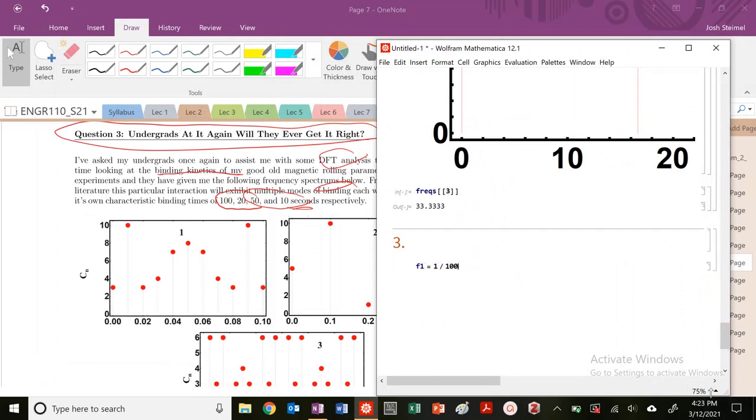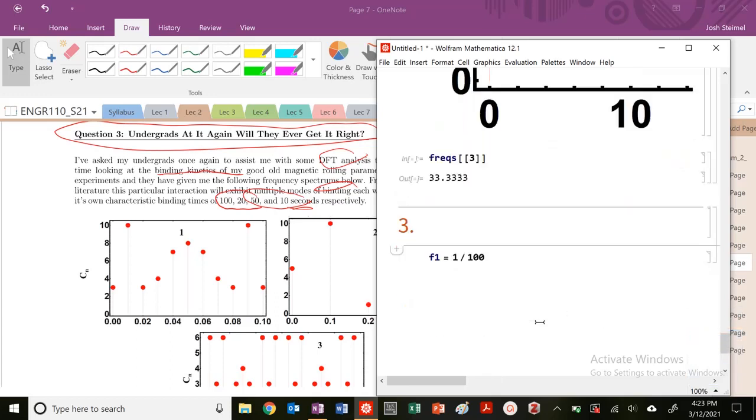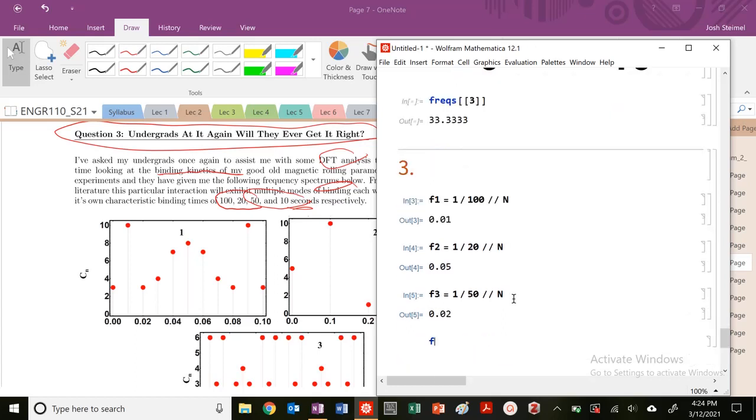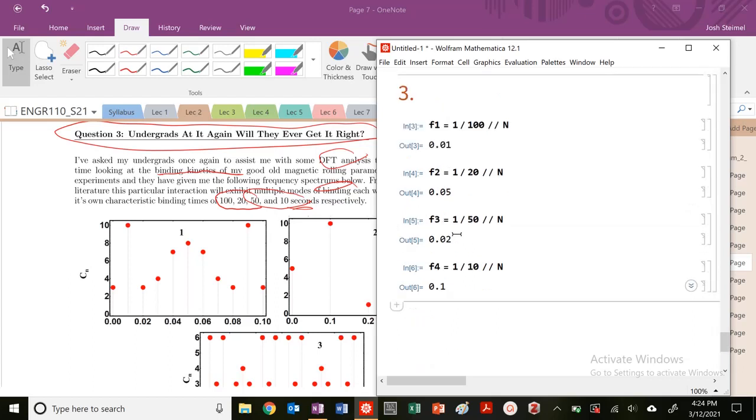Let me zoom in a little bit to make it nicer now that we're not looking at graphs. So F sub 2 is going to be equal to 1 divided by 20. Let's look at this numerically, just to see what we're dealing with here. F sub 3 is going to be equal to 1 divided by 50. We'll look at this numerically. F sub 4 is going to be equal to 1 divided by 10. Excellent. So these are the frequencies that I need to see.